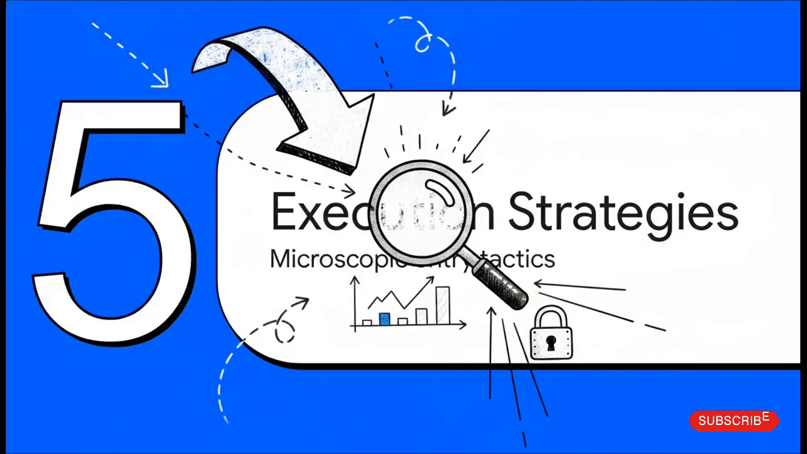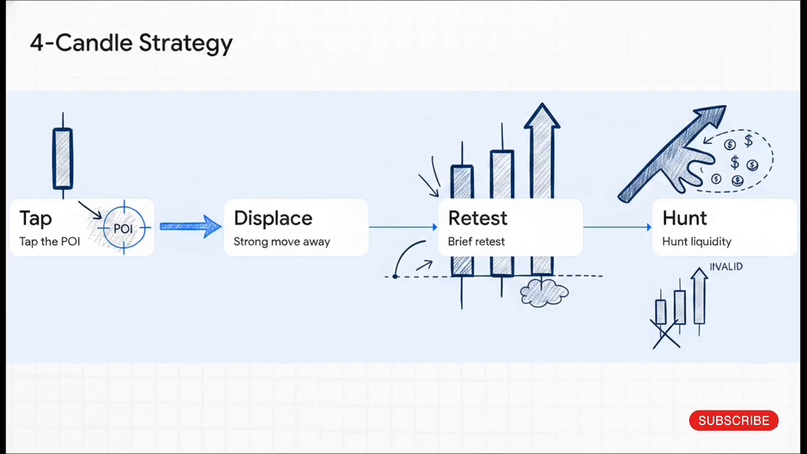Section 5, Trade Execution Strategies, Microscopic Tactics for Entry. With our macro direction locked in and our mindset fortified, let's funnel down into the microscopic, actionable execution tactics to actually secure your entry. A really reliable entry model here is the 4-candle strategy. It requires 4 exact steps.